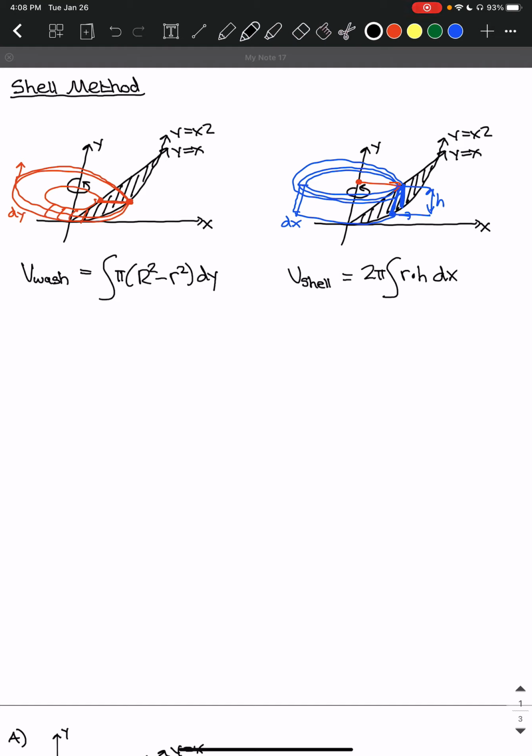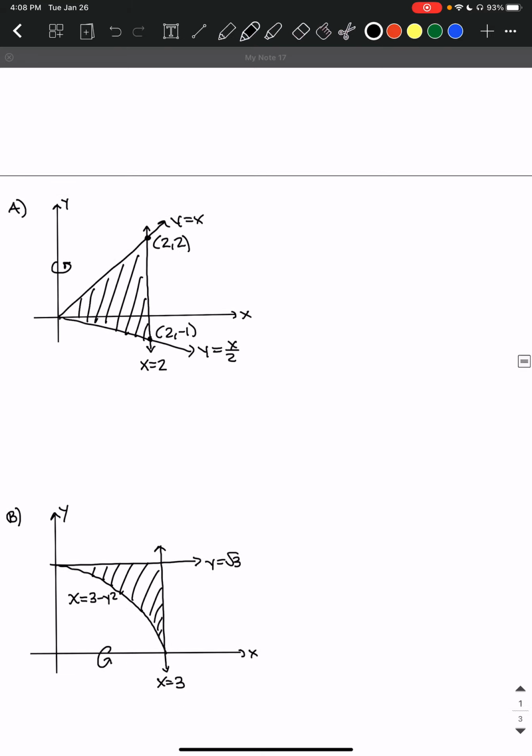So it comes down to, do you want to be working in y or do you want to be working in x? Are your functions given in an easier way to work with in one variable versus the other? But the computations are going to be about a similar amount of difficulty. So let's go ahead and get started with an example.